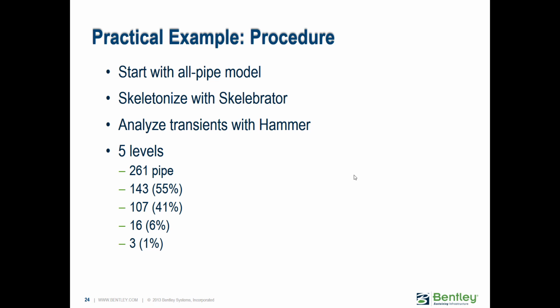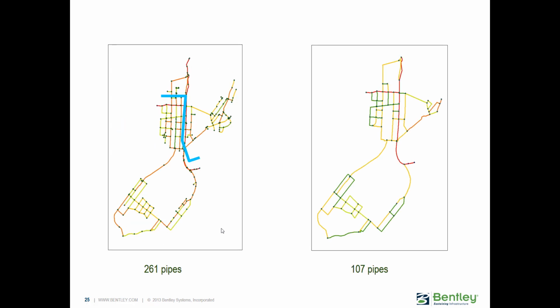So you're starting with an all pipe model that maybe you brought in through Model Builder. You run Skelebrator, skeletonize it. You analyze transients with Hammer. So an example of 5 levels of Skelebrator, maybe you start with a 261 pipe model, then you get it down to 143, 107, 16, and you could actually get it down to 3 pipes. So here's the case in question here.